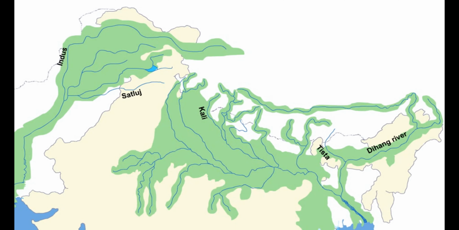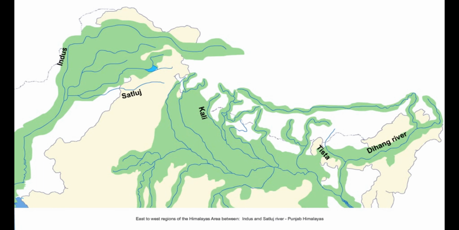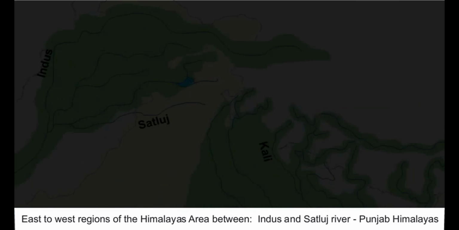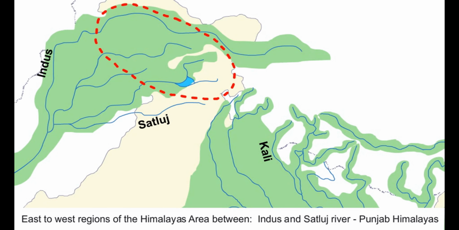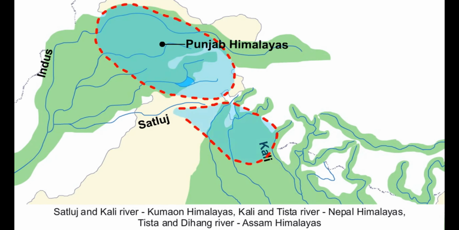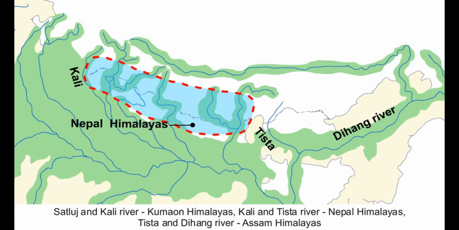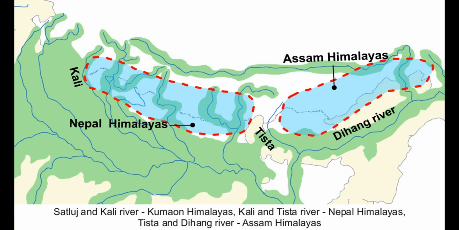The Himalayas are also divided into regions from east to west on the basis of river valleys. The area between the Indus and Sutlej rivers is the Punjab Himalayas. Between the Sutlej and Kali rivers is the Kumaon Himalayas. Between the Kali and Teesta rivers, the Nepal Himalayas. And between the Teesta and Dihang rivers is the Assam Himalayas.